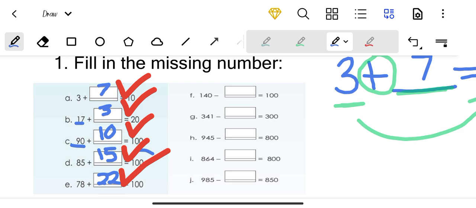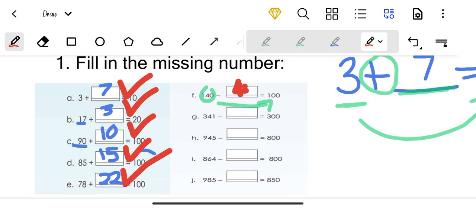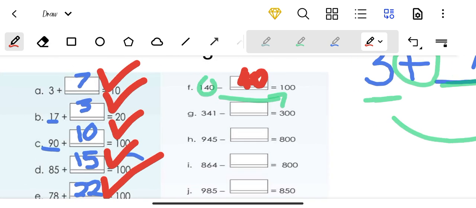So let's jump to subtraction. F says 140 minus blank is equal to 100. So you apply the same rule. Okay, what did they do to 140 for me to get a 100? They subtracted a 40. So you're going to write your 40 there. Then G says 341 minus blank is equal to 300. What did they do to 341? They subtracted a 41. So you're going to write your 41 there.